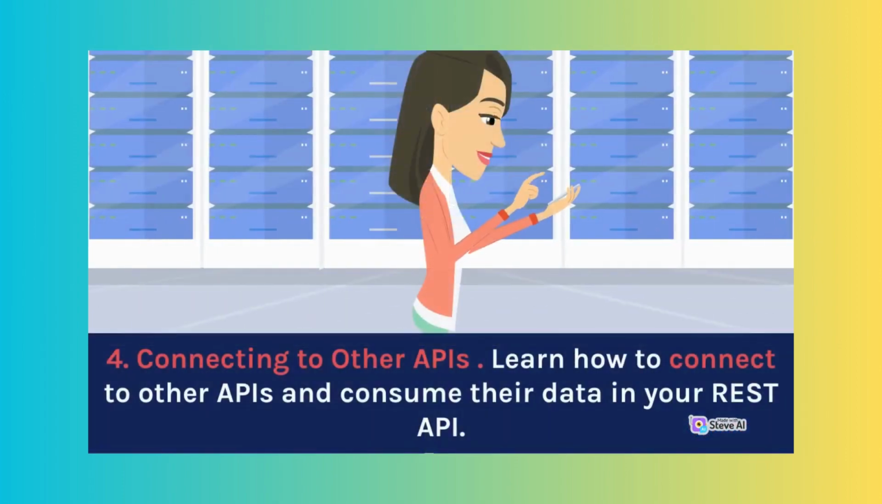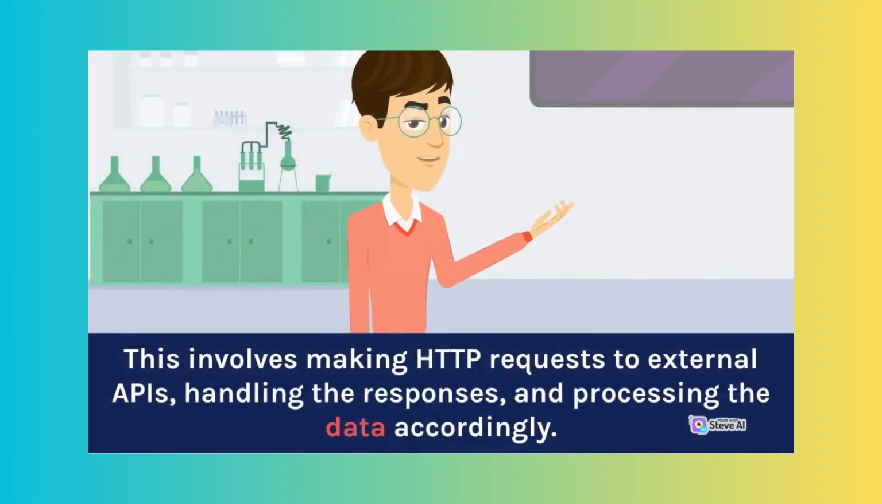4. Connecting to other APIs. Learn how to connect to other APIs and consume their data in your REST API. This involves making HTTP requests to external APIs, handling the responses, and processing the data accordingly.